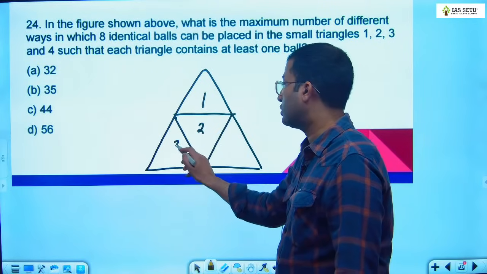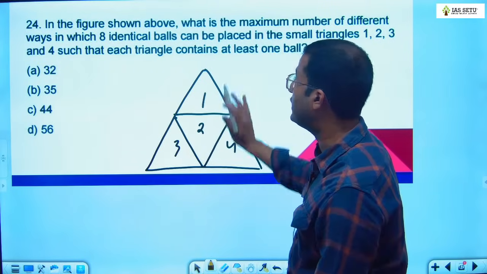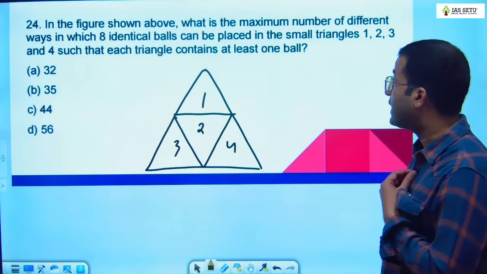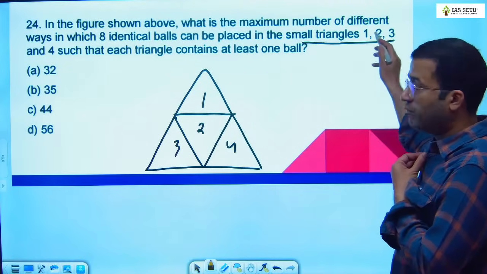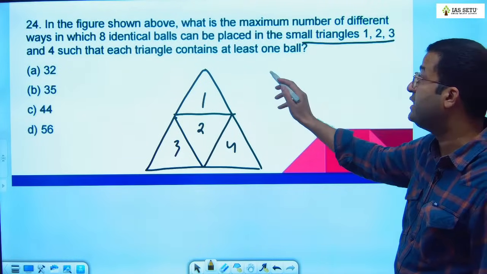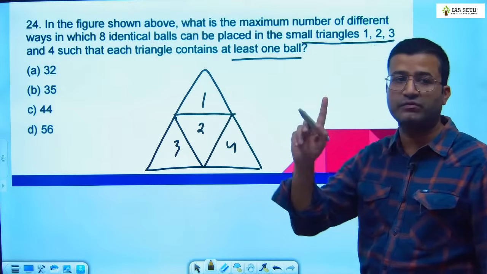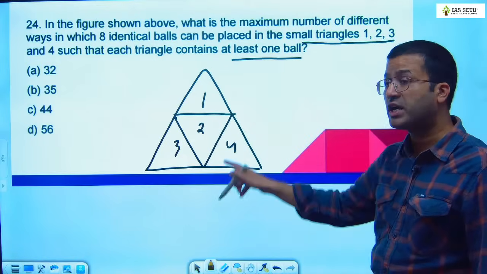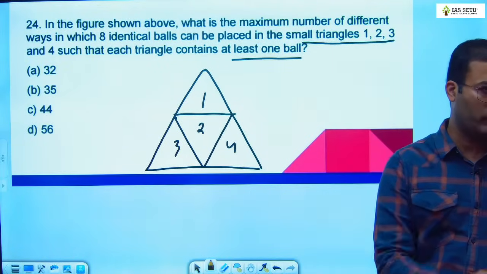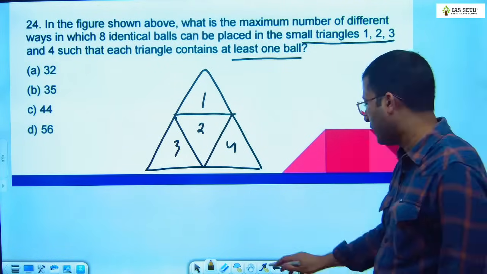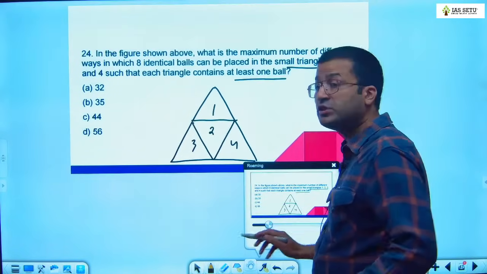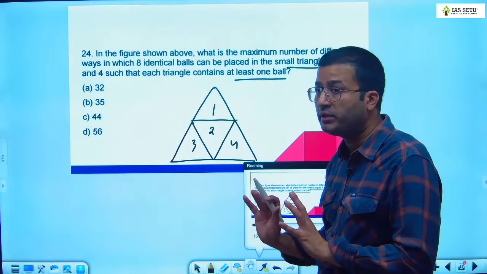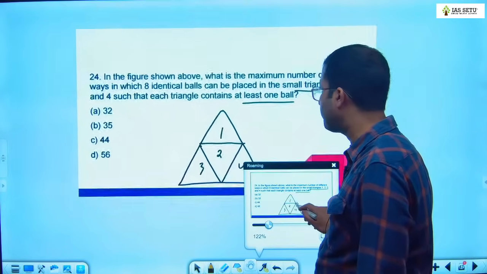1 2 3 4. There are 8 identical balls that can be placed in the small triangles 1, 2, 3, 4 such that each triangle contains at least 1 ball. Each triangle contains at least 1 ball. Okay. Since this is not a row-column problem, row-column will not apply now. Now look at this carefully.